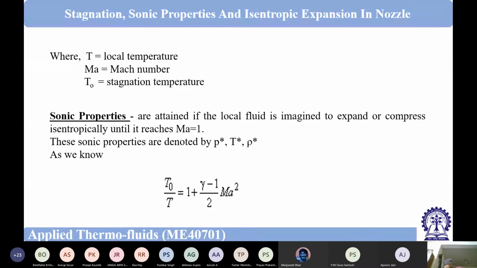In between, we will have Mach number less than 1, the subsonic condition, and beyond that, we will have Mach number greater than 1. So that is your supersonic condition. And sonic properties will be denoted by P star, T star, rho star. And then this is the formula which we have derived.